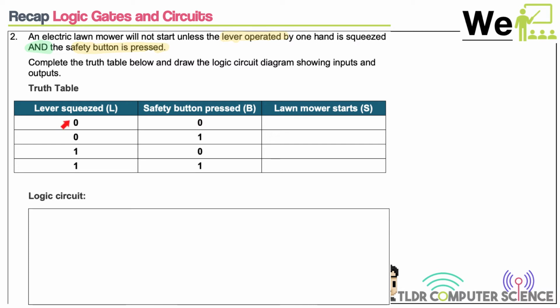And it's asking us to complete the truth table. And I had a suggestion from the audience. What was the suggestion, Mohammed? Yeah, the one outcome will be 1 when the lever is squeezed and the safety button is pressed, then it will be 1. Completely agree with you. What about all the rest of the combinations?